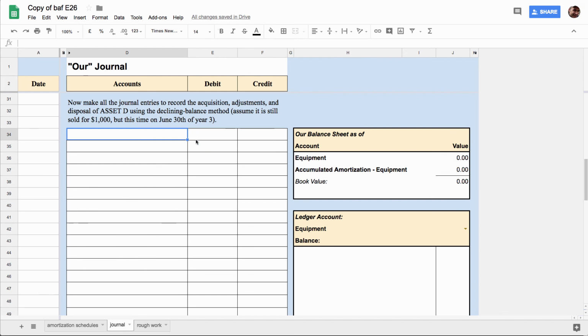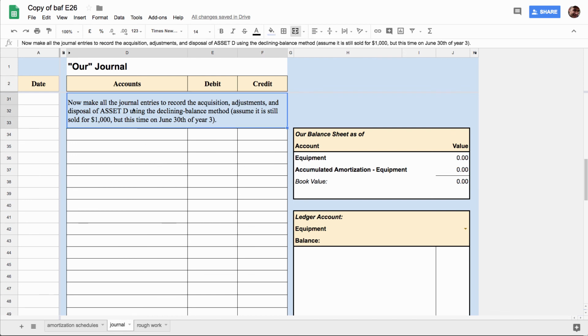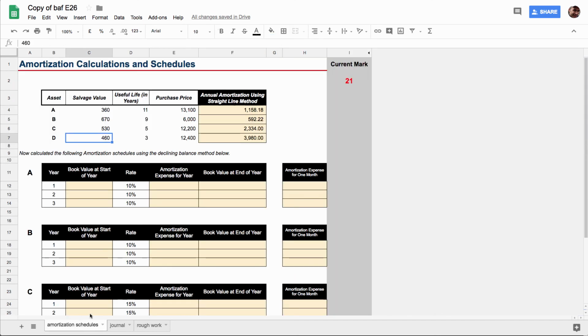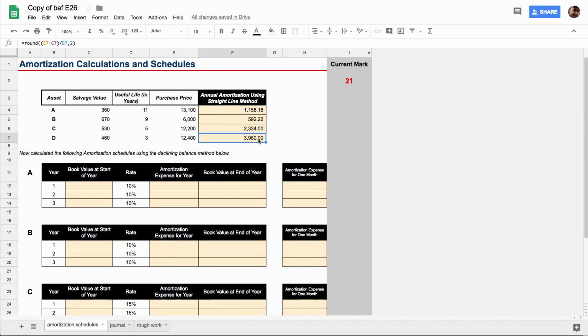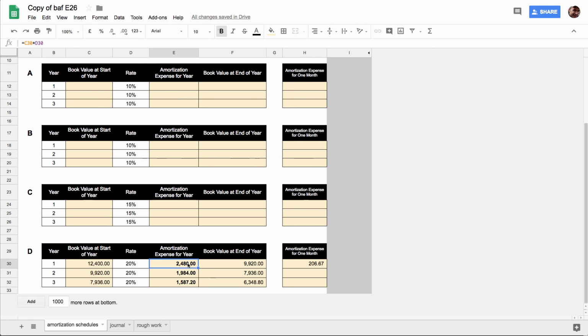So the second part at the very bottom is doing exactly the same thing for asset D, except assuming you use the declining balance method. So you're going to use this table. So in other words, the amortization expense will not be $39.80 every year. It'll be these values, and it will change each year. So the structure of all the journal entries will be the same. It will just be the amortization that's going to change. Everything else is the same process all the time.